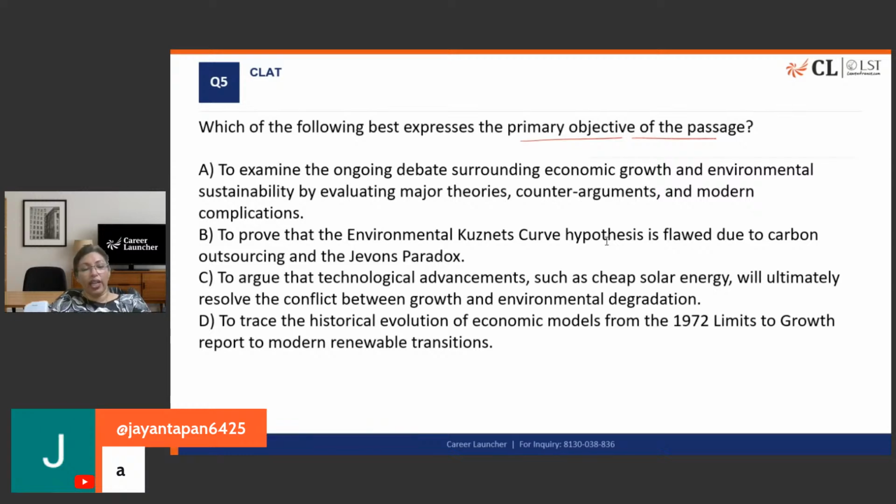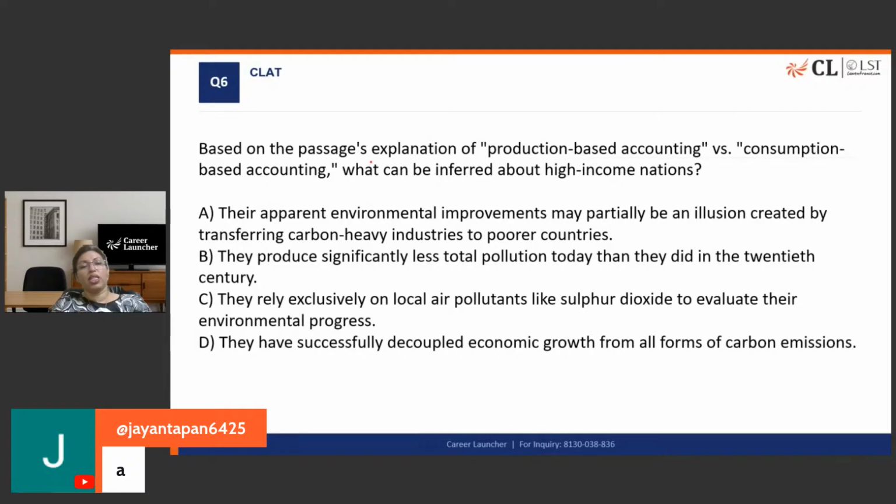All right, so the correct answer to this question, yes, both of you have got it right, is option number A: to try and examine this ongoing debate which surrounds economic growth and environmental sustainability. Correct. So correct answer is A. All right, question number 6. Based on the passage's explanation of production-based accounting versus consumption-based accounting, what can be inferred about high-income nations?